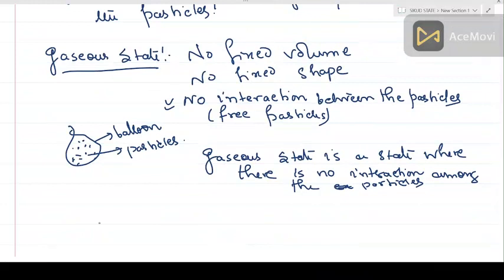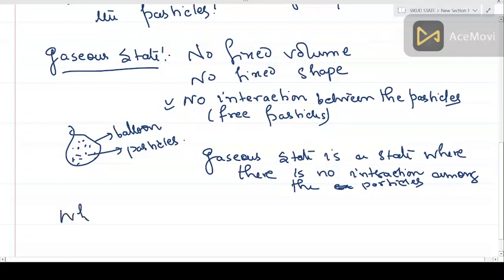This is one extreme state of matter, that there is no interaction. Particles are totally free. That is why they do not have fixed volume and fixed shape. Now when these particles start to interact among themselves, they come gradually to the next extreme, that is the condensed state. Condensation means when a gas liquefies, when a vapor is cooling down and taking the form of a liquid.